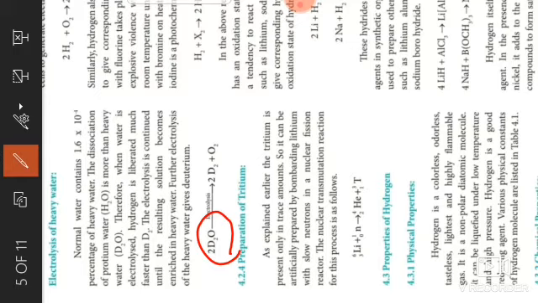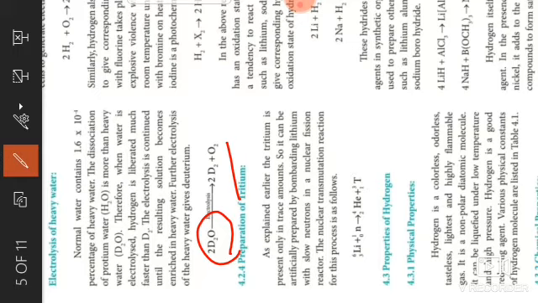When water is electrolyzed, hydrogen is liberated much faster than deuterium. How to prepare deuterium? By electrolysis of heavy water. Normally water is electrolyzed, and on further electrolysis the heavy water gives deuterium. That is deuterium oxide.